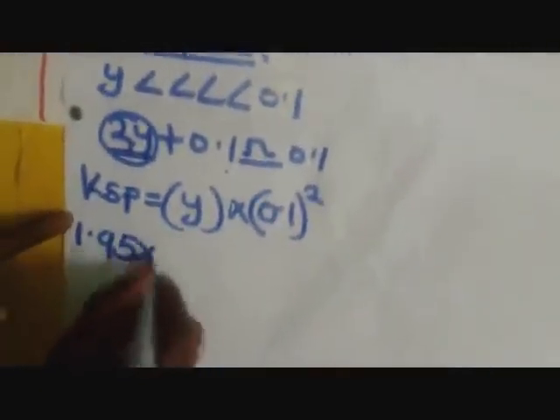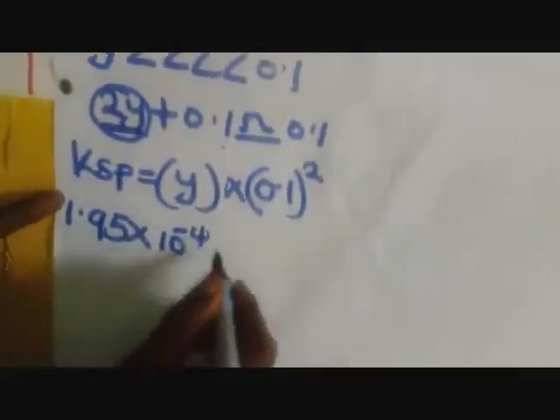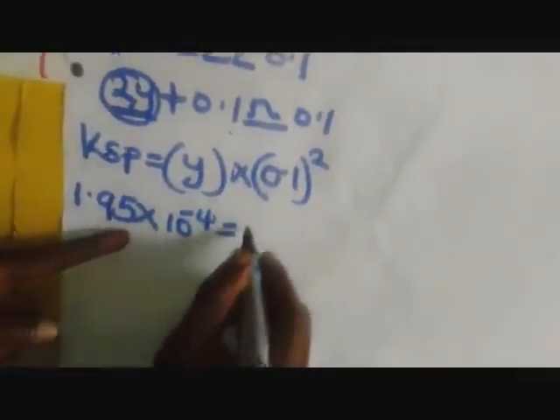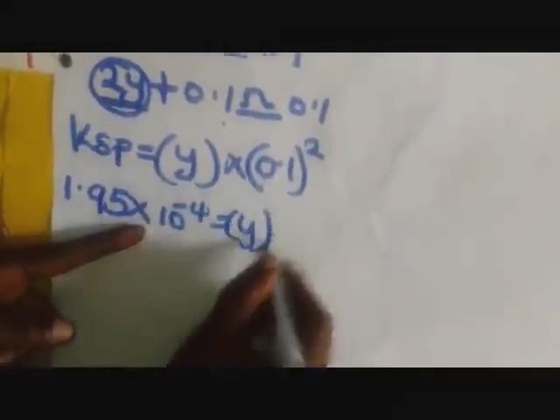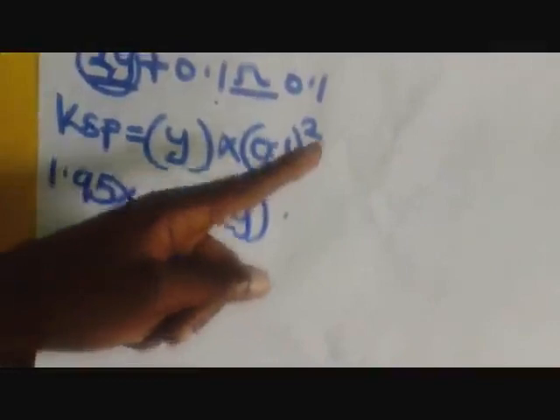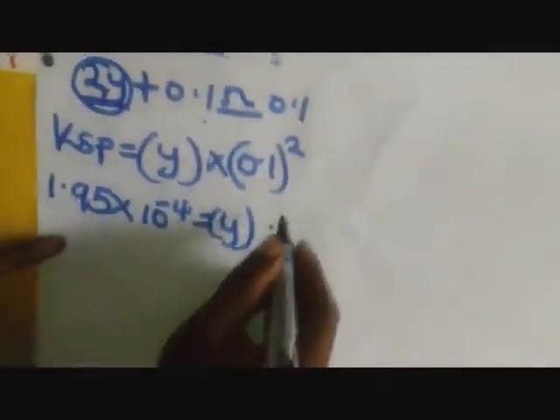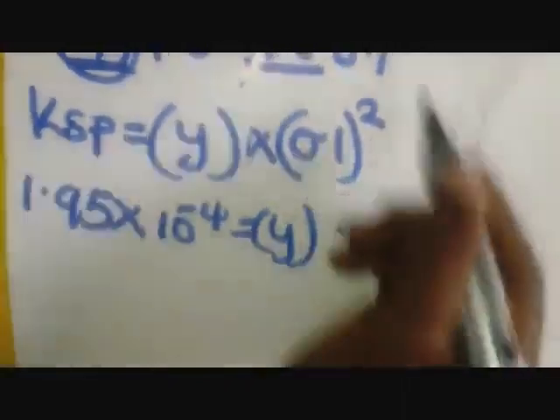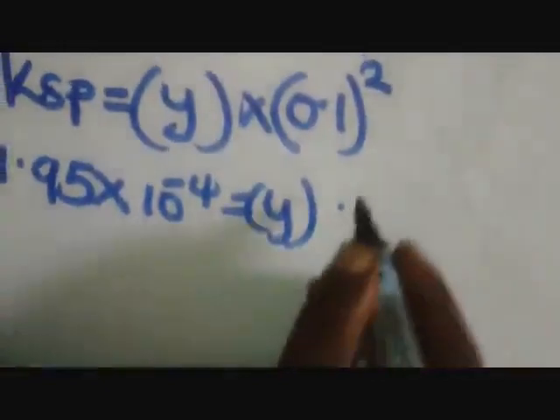Now from there, we are going to bring in our Ksp, because in the question we had our Ksp already. Don't forget it. So we have our 1.95 times 10 to the power negative 4, which is equivalent to our Y times 0.1 to the power 2. We are squaring it, so it is times 0.01 when you square it.